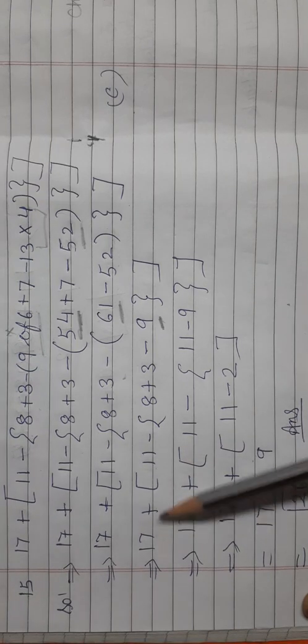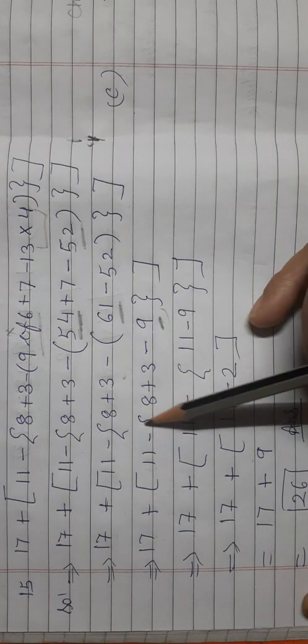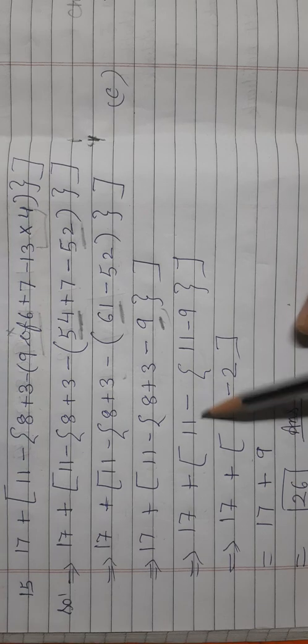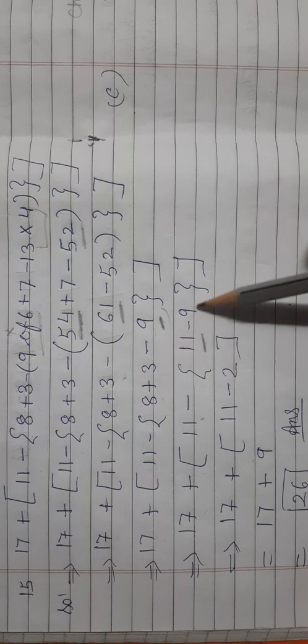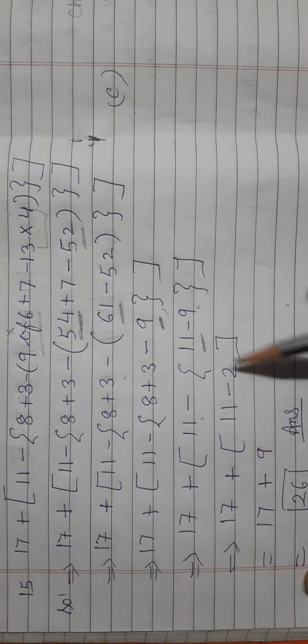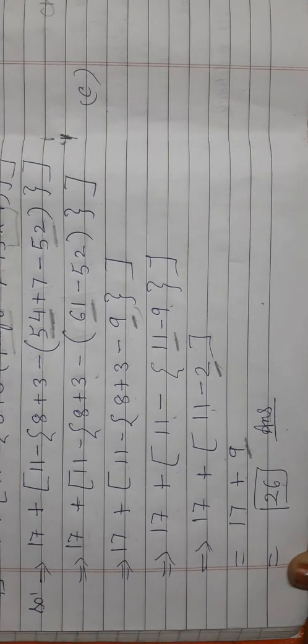Then we will get 17 plus 11 minus 8 plus 3 minus 9. Then solve the curly bracket. Now 17 plus 11, 8 plus 3 is equal to 11 minus 9. Then 9 is subtracted from 11, we will get 2. Now open the big bracket. When 2 is subtracted from 11, we will get 9. Now 17 plus 9 is equal to 26.